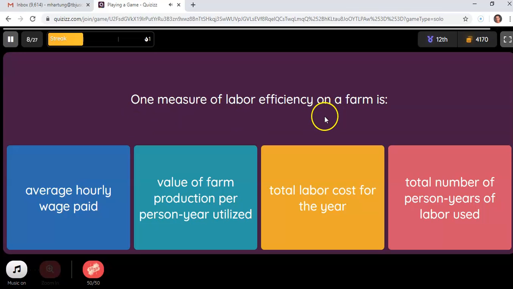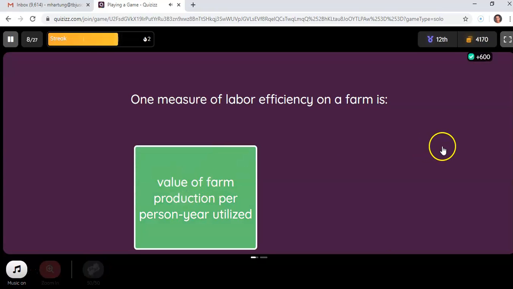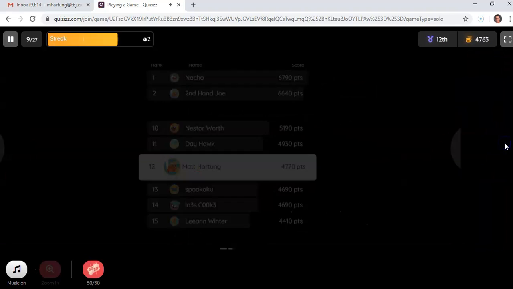One measure of labor efficiency on a farm. Let's see. So once again, I think we're looking at a number ratio thing here. Average hourly wage paid, no. Value of farm production per person year utilized. I like that. Total labor cost, no. The total number of person years of labor is just another total, but here we have a ratio, value of farm production per person year utilized. This one. That is an efficiency ratio.